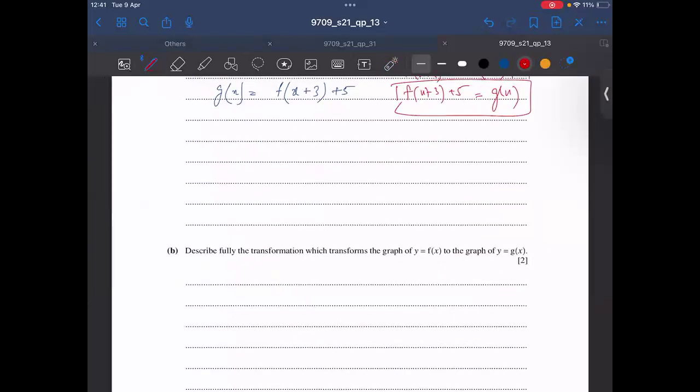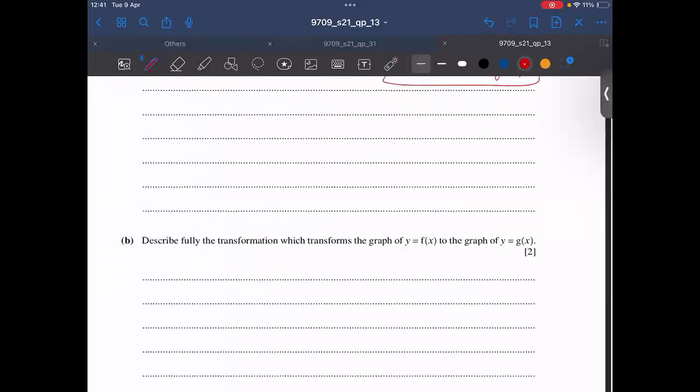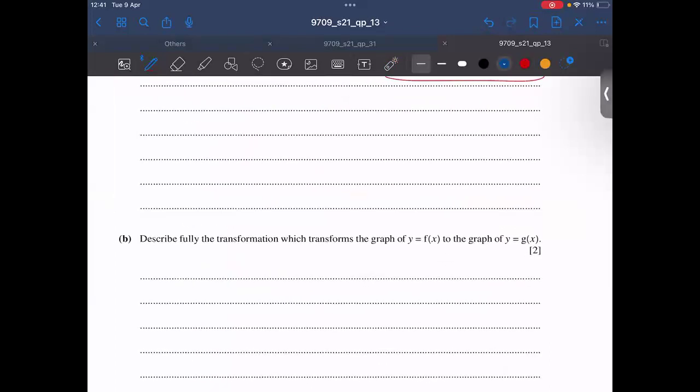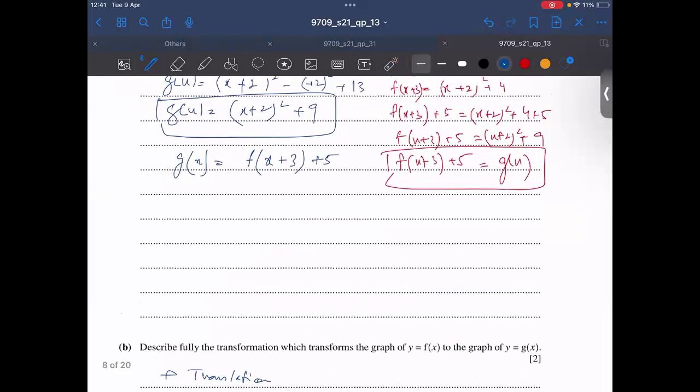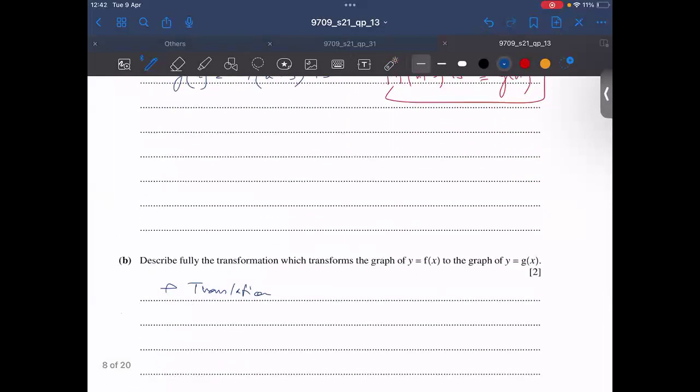Then describe fully the transformation which transforms the graph of y equals to f of x to the graph of g of x. That is translation, and this is x plus 3. X plus 3 means translation along x-axis, and that is going to be towards left. If that is x plus 3, that means the graph must have translated along x-axis towards the left. So the translation vector would be minus 3, 0.